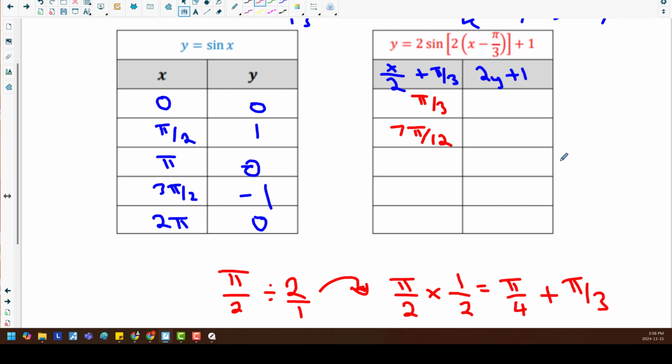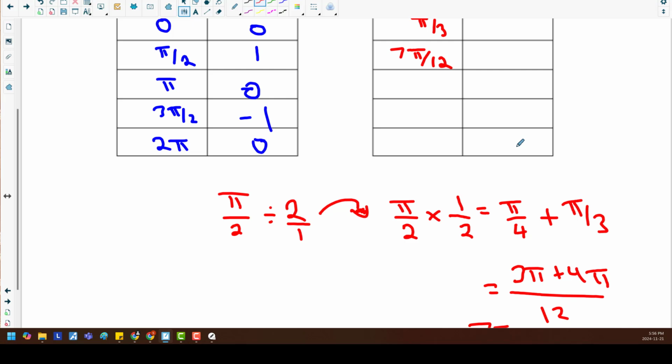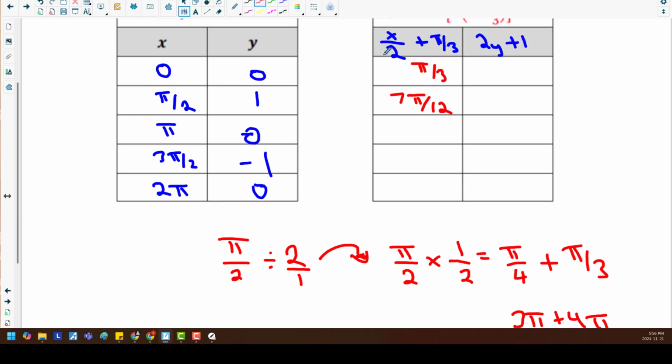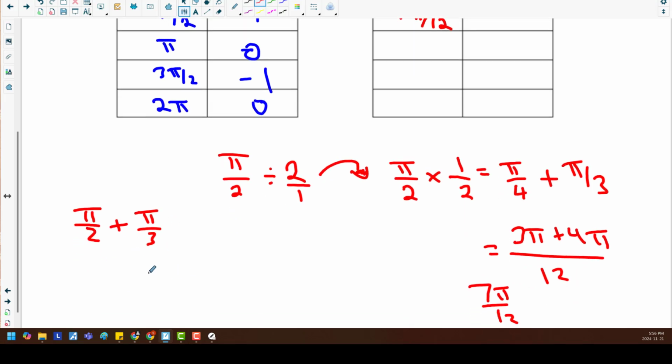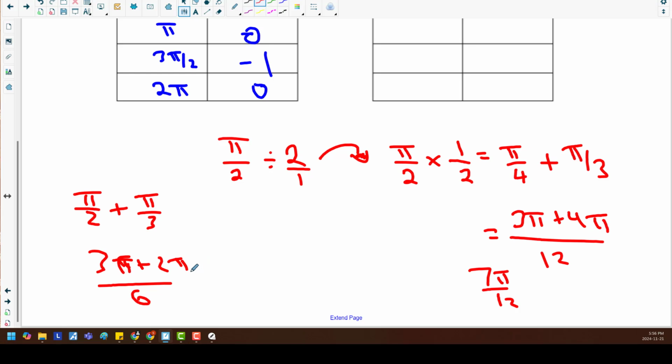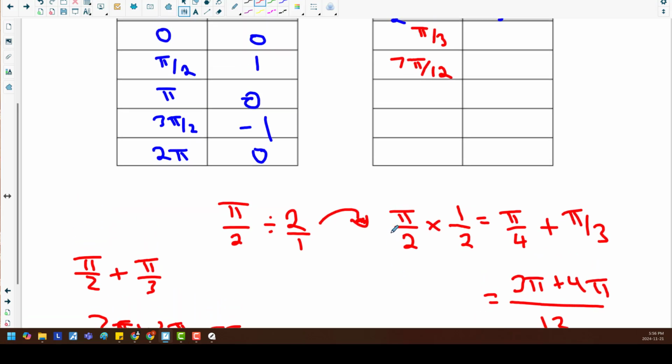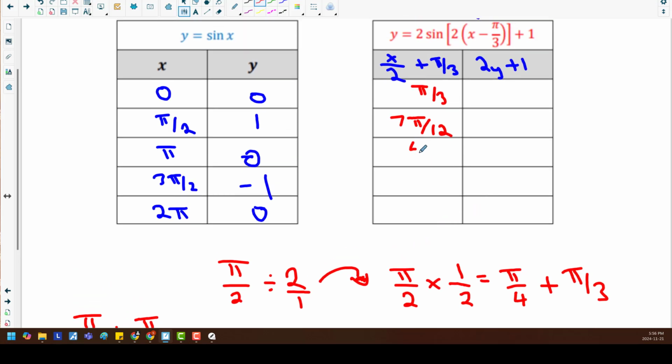Okay. Plug in pi. Pi over 2 plus pi over 3. So pi over 2 plus pi over 3 is what? Remember, same thing, crisscross applesauce. So 3 pi plus 2 pi over 6. Some quick math, that's 5 pi over 6.